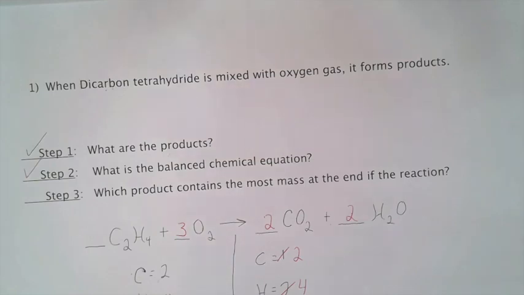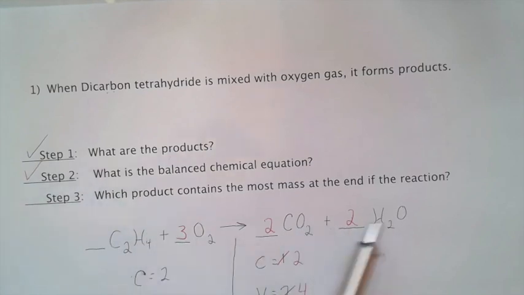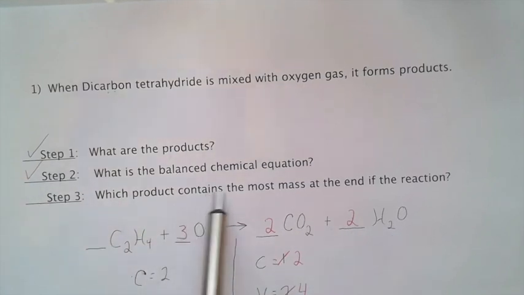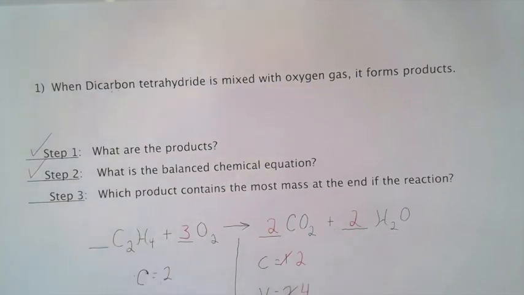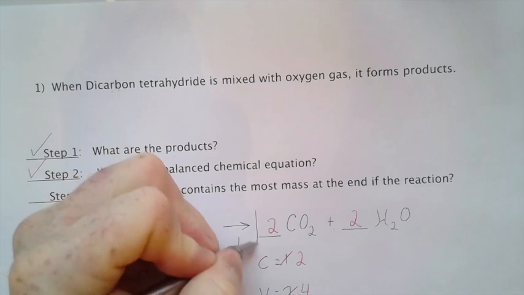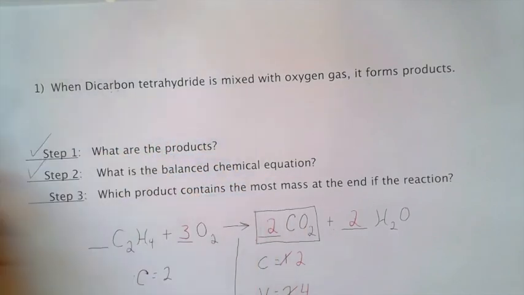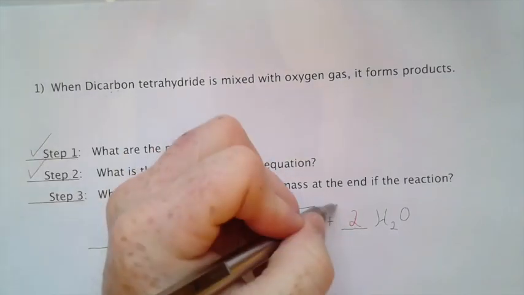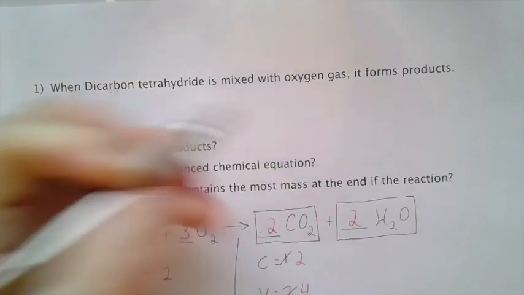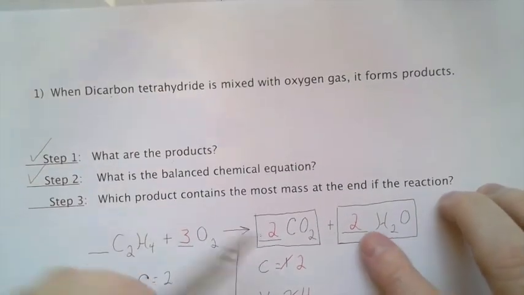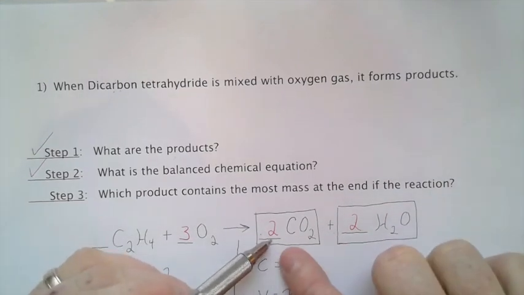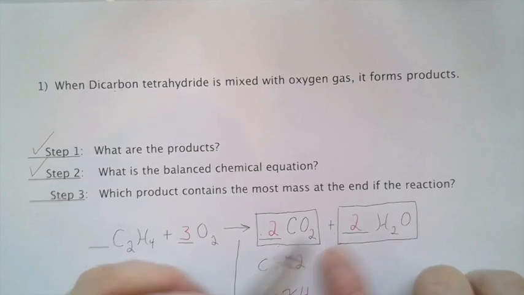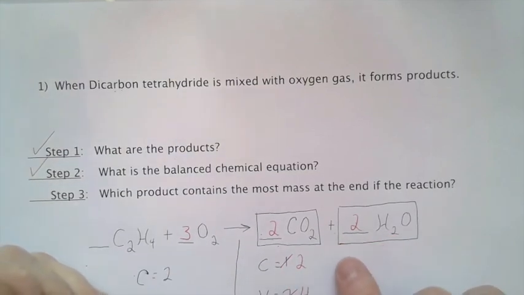Finally, the last step is to ask yourself which product, that being carbon dioxide or water, contains the most mass at the end of the reaction. So what you've got to do is figure out the molar mass of how much carbon dioxide was made and the molar mass of how much water was made. Now, this includes the coefficients. So make sure that you realize you have 2 moles of each of these products. So we'll do some quick calculation.